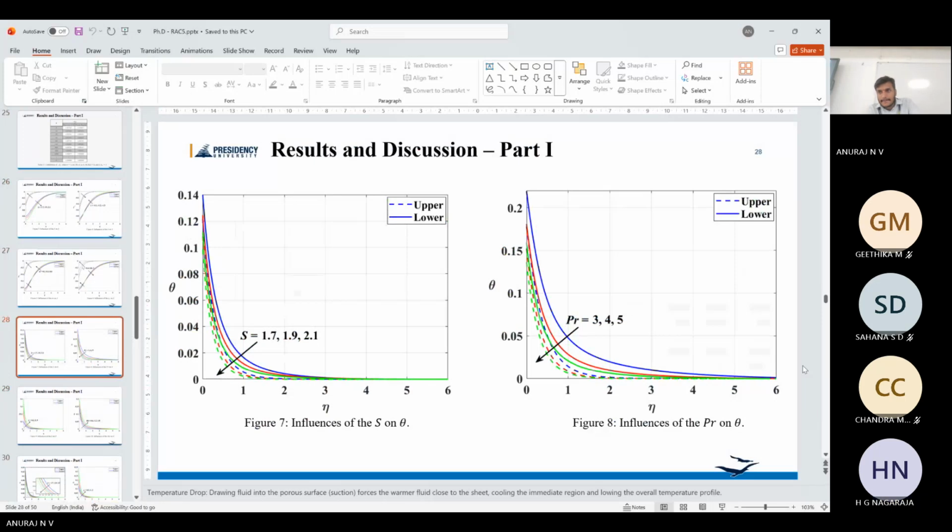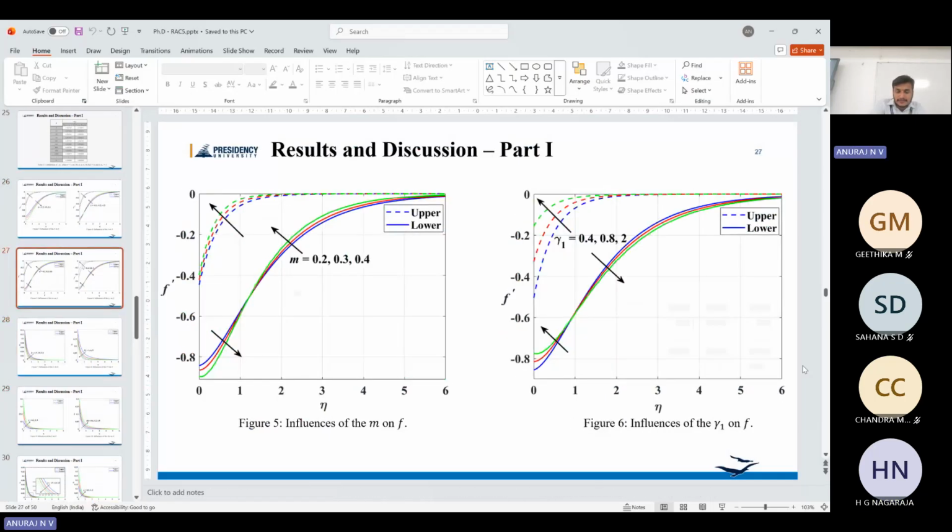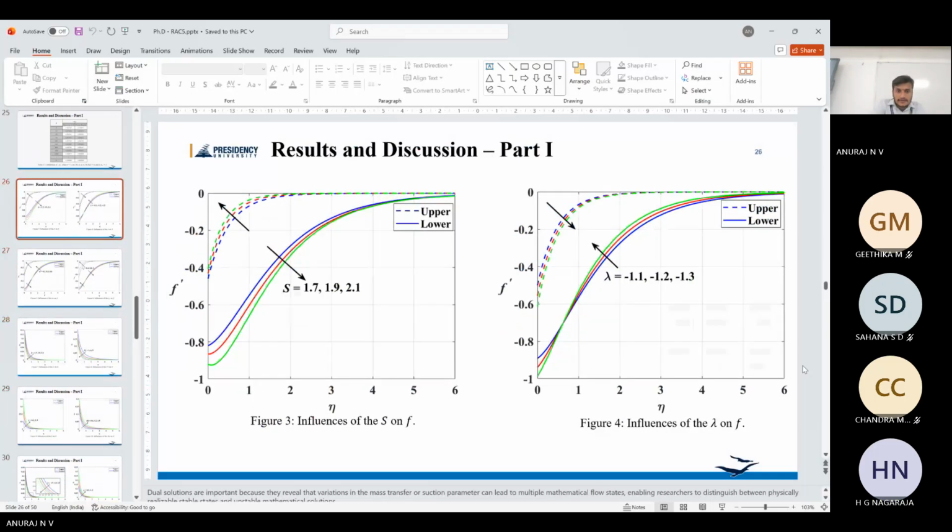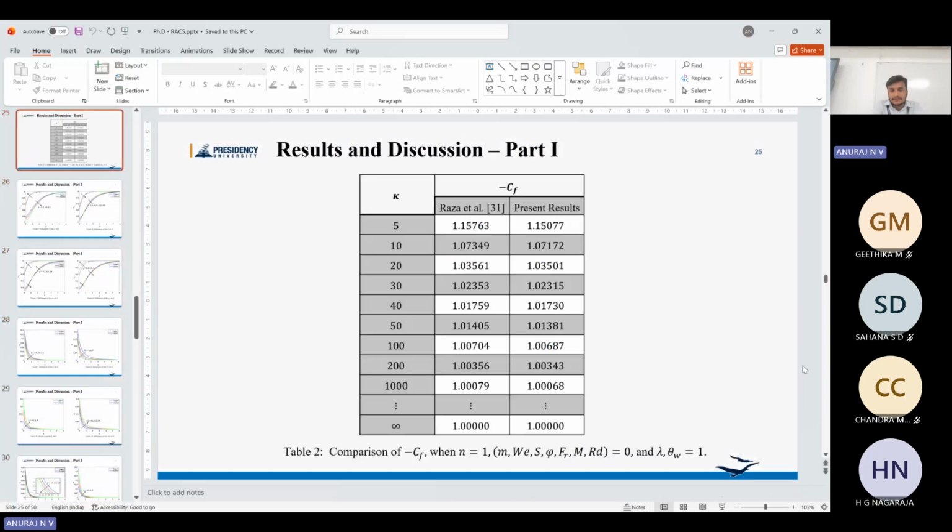So how does this curvature parameter affect this dual solution? Yes, sir. When curvature increases, velocity also increases, sir. That also I studied, sir. There also we'll get the two kinds of solutions, sir. But I didn't mention it here.